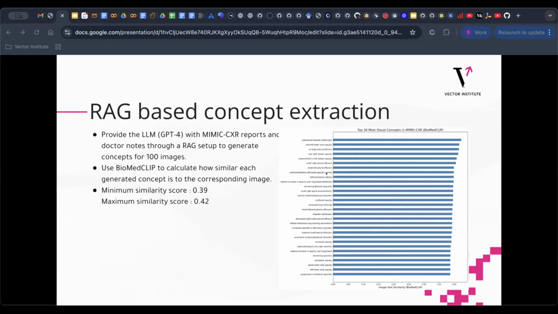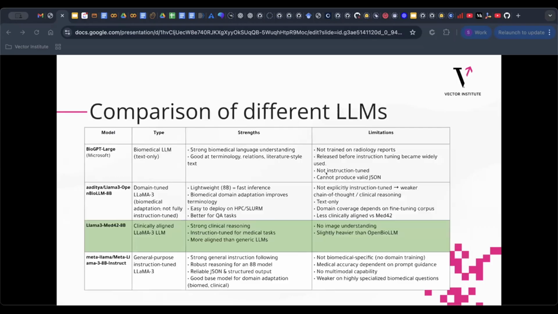So these are the top 30 features, and the minimum similarity score which we got from the VLM was 0.3539, while the maximum similarity score was 0.42. Then this is a brief comparison of what different open source models were used. We used three medically fine-tuned models, while one is the generic Llama 3 model. In this case, the medically fine-tuned Llama 3 model ended up giving the best results.